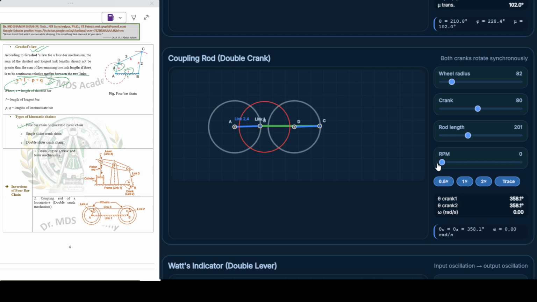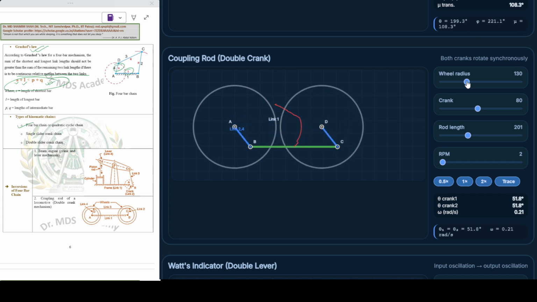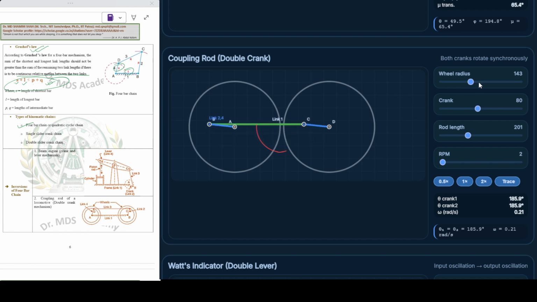Make the speed very slow here. See here, this midpoint of the green one, the PC link, is making a curve, constructing a curve something like this. So the output curve of this mechanism we are getting is this. Okay, so you can just increase the wheel radius. See, I have set it at 143 in unit length, and the crank I am just decreasing.